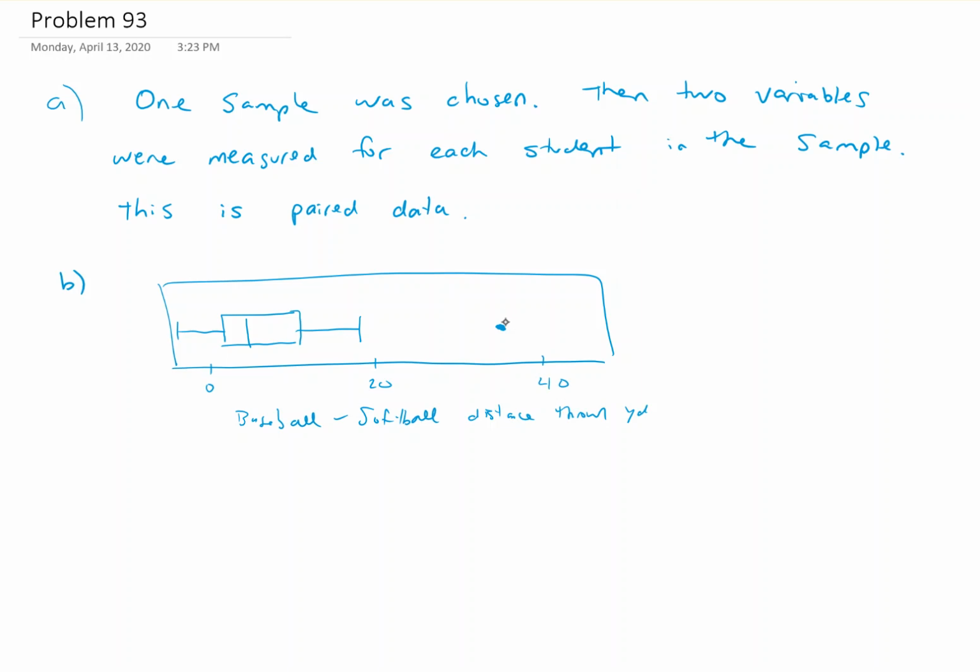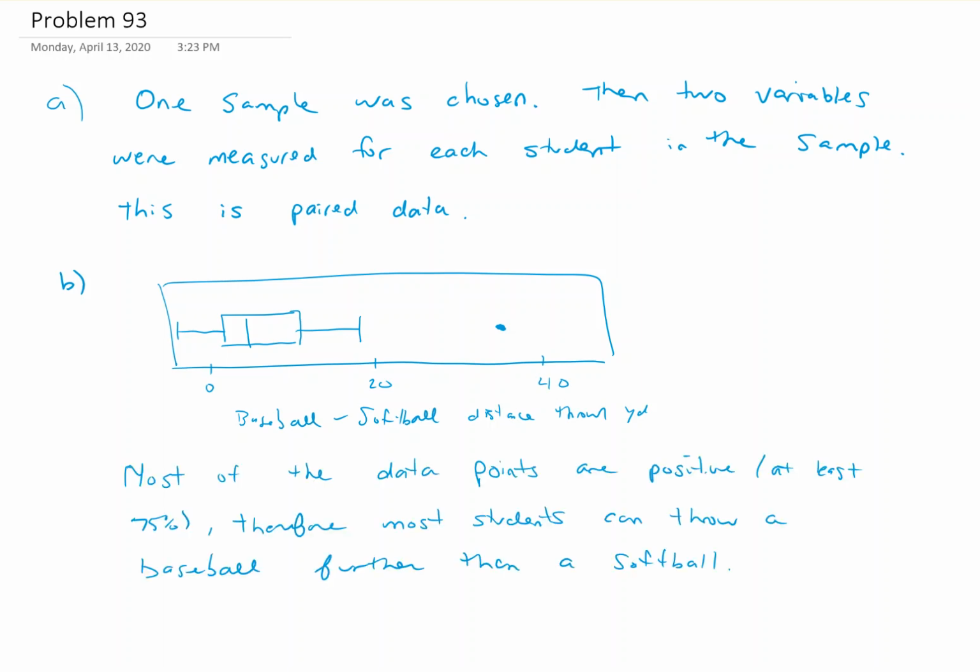We also have this outlier, which is concerning, but the fact of the matter is I want you to see that most of the data are above 0. And if most of the data are above 0, that means the baseball minus the softball is probably positive. So therefore, most of the time, baseball can be thrown further than a softball.